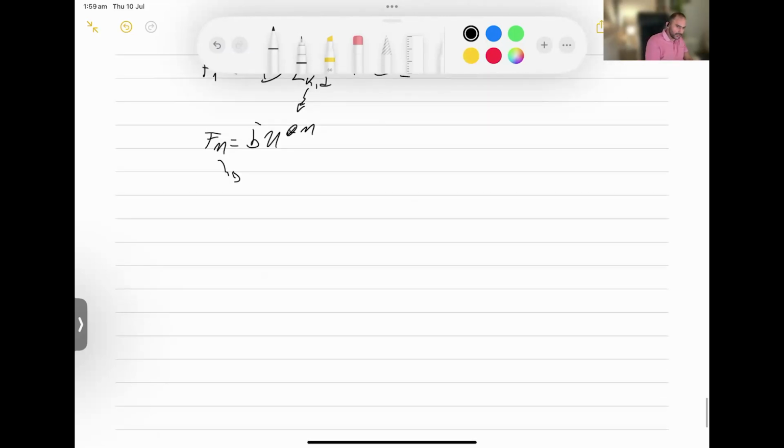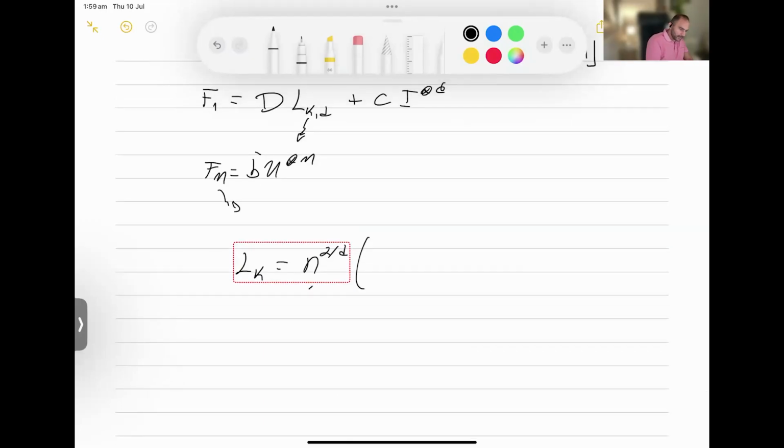And then to have an idea of how this Laplacian is expressed, for the order K there's a nice compact way to do it. It's n to the power d, where n is the number of grid points in each direction, and d is the number of dimensions. And it's a compact way to write this.